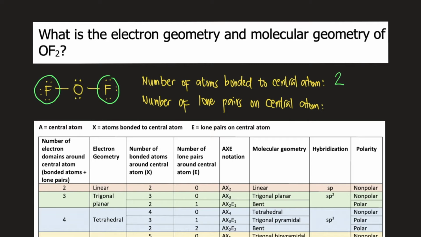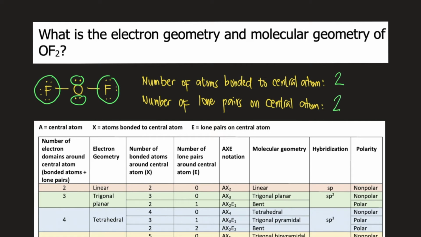Next would be the number of lone pairs on the central atom. When you say lone pair, a pair of electrons, a lone pair is composed of 2 electrons. So how many pairs are on the central atom? We have 1 lone pair, 2 lone pairs on the central atom.